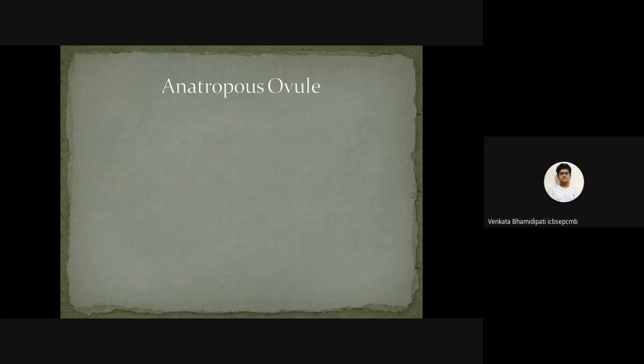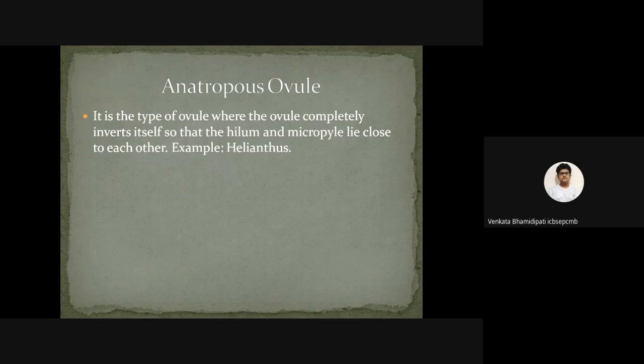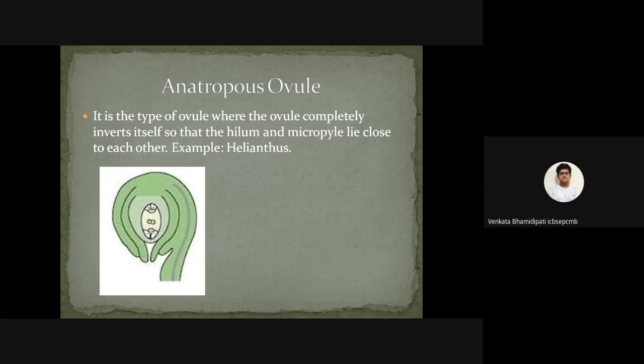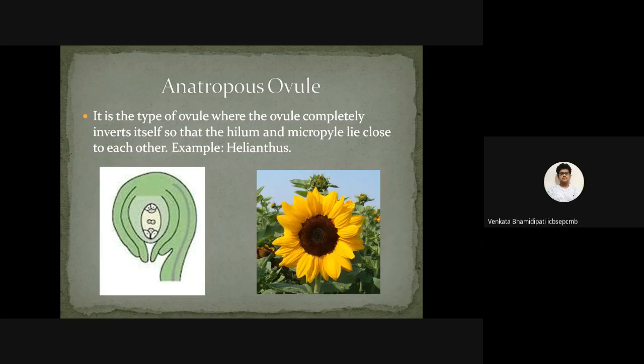Next, we have the anatropous ovules. Anatropous ovules are the ovules where the ovule completely inverts, a complete 180-degree turn, so that the hilum and micropyle lie close to each other. As I already mentioned, the micropyle is just the opening in the integuments from where the pollen tube enters. The hilum is a sort of scar which was left on the seed coat. An example is Helianthus, which is basically a sunflower. And this is how an anatropous ovule looks. You can see it's completely inverted, 180 degrees.